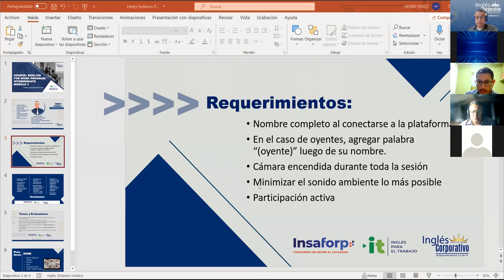Minimizar el sonido ambiente lo más posible. Thank you, very good. Aquí, pues minimizar, right? Si tiene música o algo, then, you know, at least minimize it to where it doesn't interrupt the rest of the classmates or the class, right? Que no interrumpa en la sesión de la clase o con los compañeros.